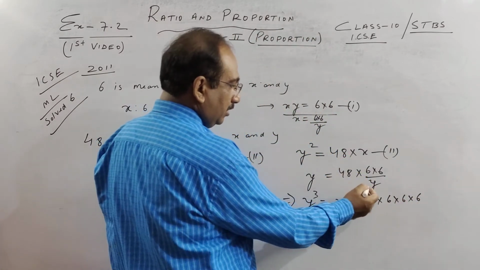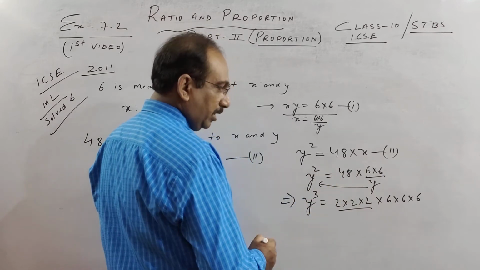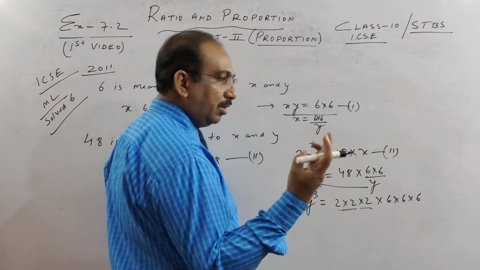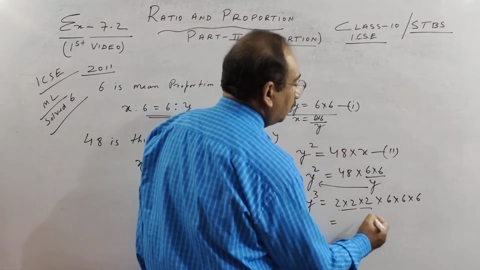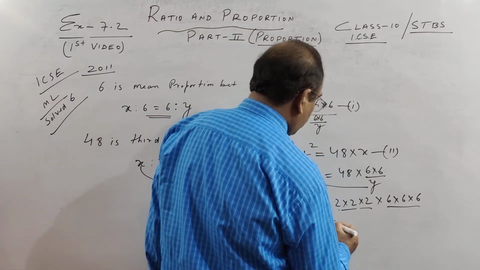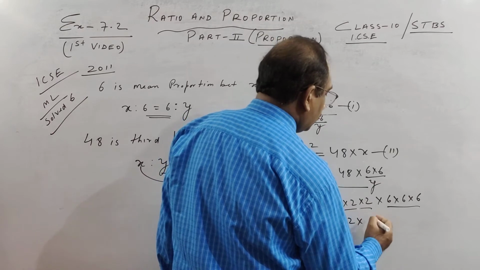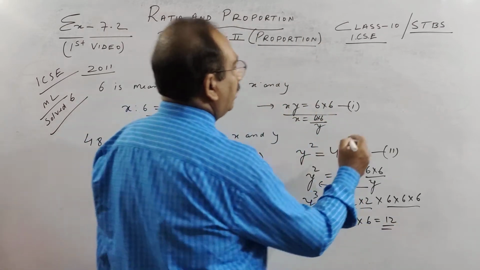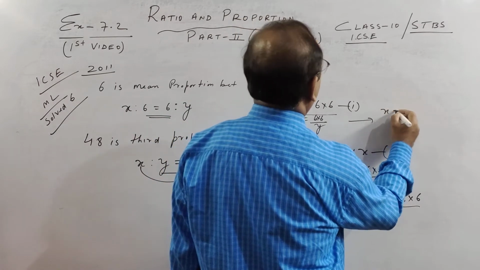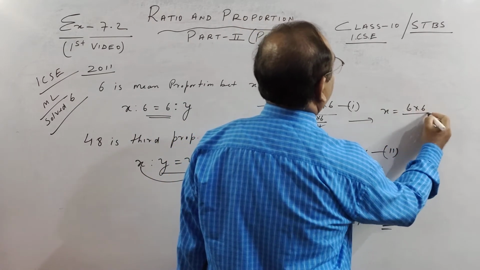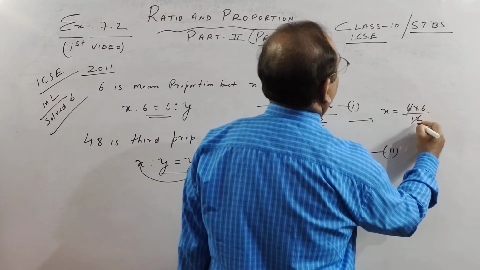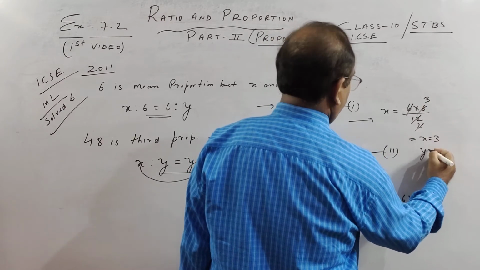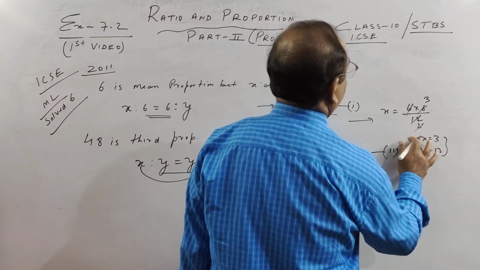See how I have written. This comes here, it becomes cube. 48 I have written as 8 6s are. So I am trying to make pairs of 3 because this is cube. So y will be 2 into 3. You can take the cube root. 2 into 6, 12. So once we get y as 12, you substitute here, children. X will be 6 into 6 by 12. We get 3. So x is 3 and we get y as 12.